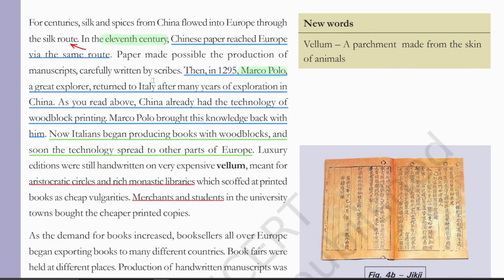Okay, now it's about how print comes to Europe, how Marco Polo, an explorer, as we all know, comes to Italy from China, and then he sees this and gets it back to Italy. So it talks about how he brought it there.